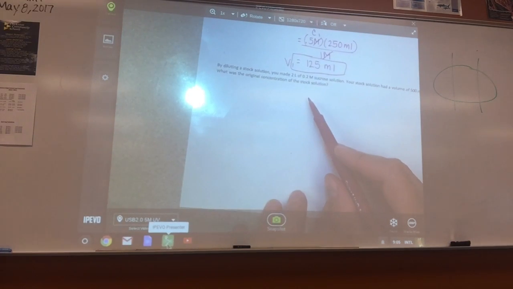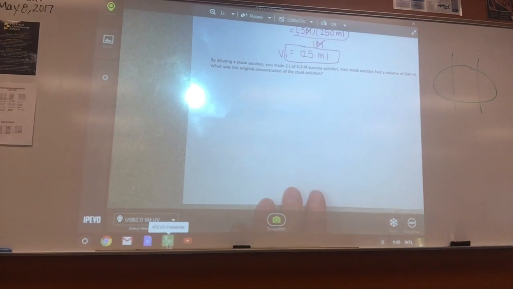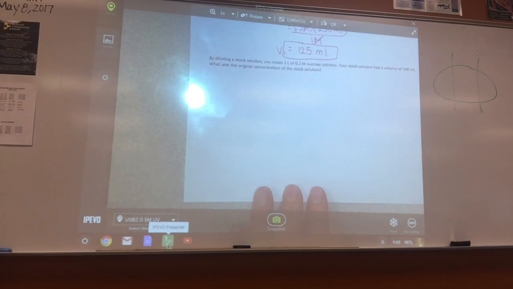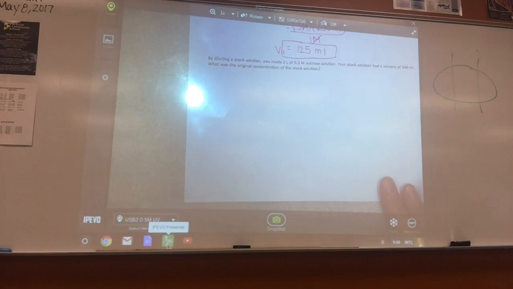Let's try that second problem, just to make sure that you get it, and then I'll talk about how it applies to our lab. So if you haven't done that second problem, do it now. Some people I think already done. Oh, it's 1 molar, I think.